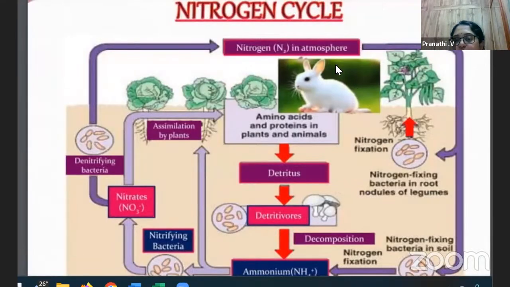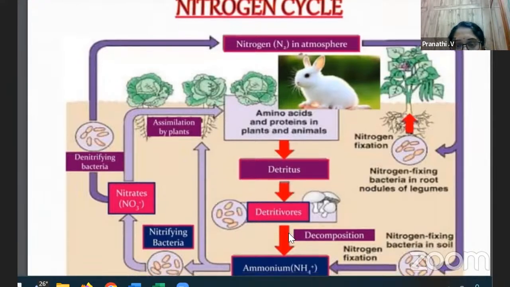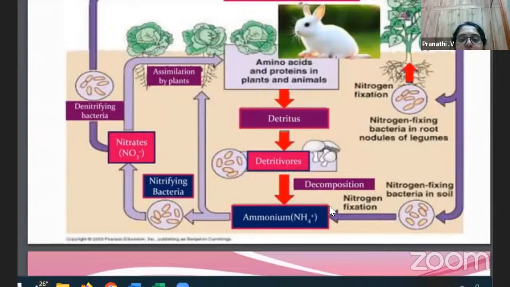You can just have a look. Nitrogen fixation, legume root nodules, and then you have nitrogen fixing bacteria in the soil to ammonium, to nitrifying bacteria, nitrates, and you have again, this is in the atmosphere. Then the amino acids, proteins in the plants get decomposed and form the ammonium ions.